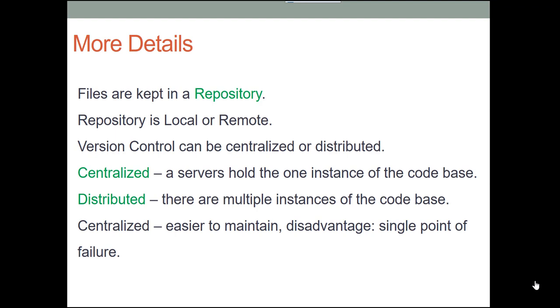Well, that's a little bit dangerous because if that centralized thing failed, you don't have any code left. That would be just like you have all the books in one library. If the library burns down, you don't have the books anymore. Whereas in the distributed model, you have copies of that code.